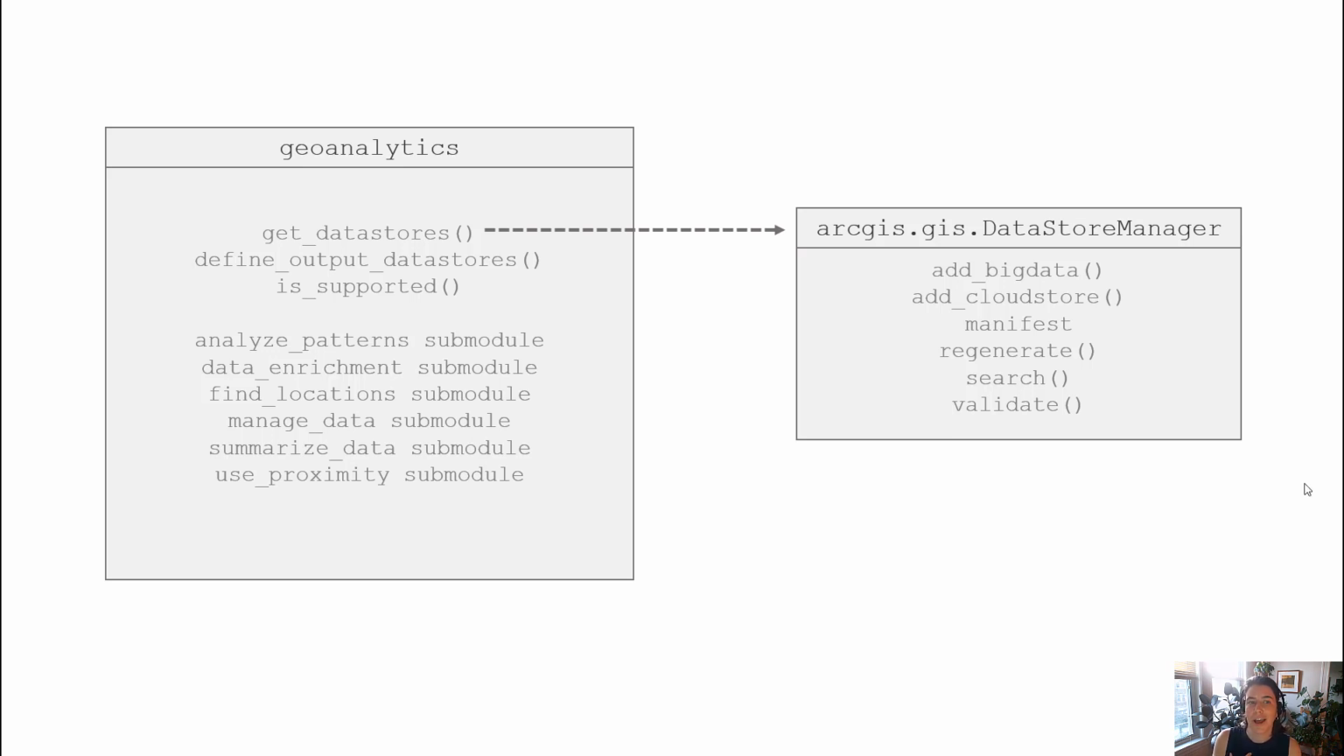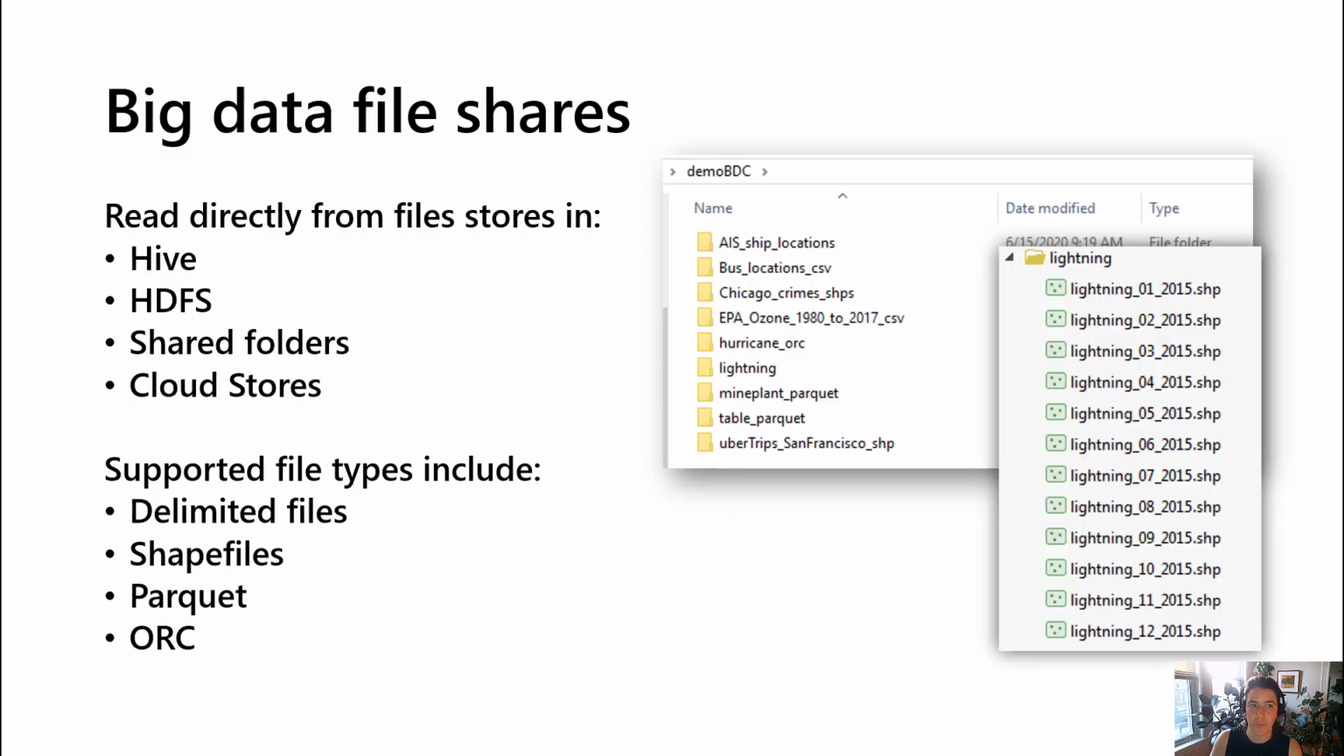So now that I've shown you how to access these data stores through Python, I want to actually tell you what they are. With GeoAnalytics, we have a special data store called a big data file share. These are very powerful for accessing data and writing data results back for GeoAnalytics Server. With these big data file shares, you can read data directly from Hive, HDFS, shared folders, and cloud stores. And it also supports a whole bunch of different types. So if you've been accumulating data in a type like delimited files, like CSV, TSV, any delimiter really, shapefiles, Parquet, or ORC, you can use those in GeoAnalytics.